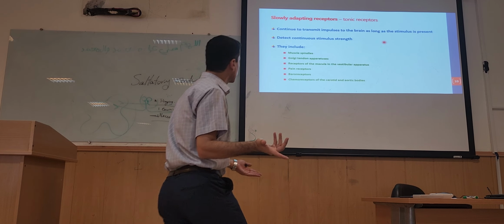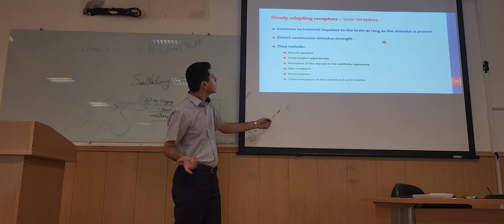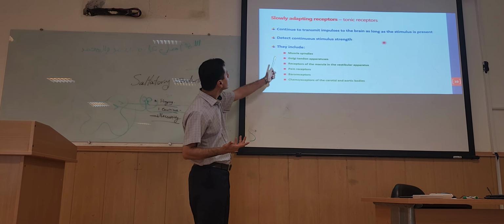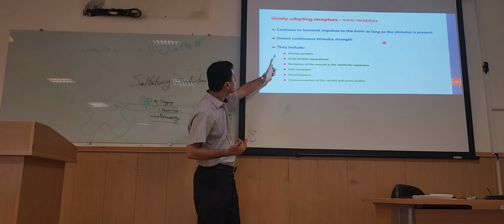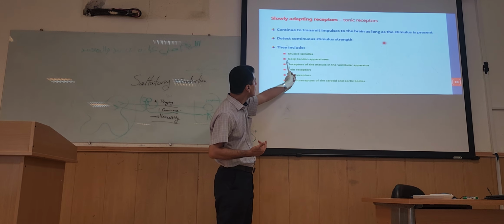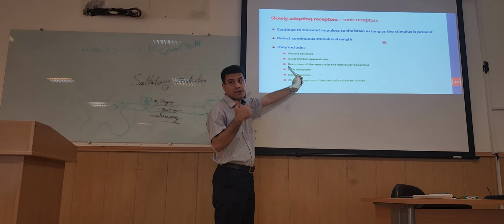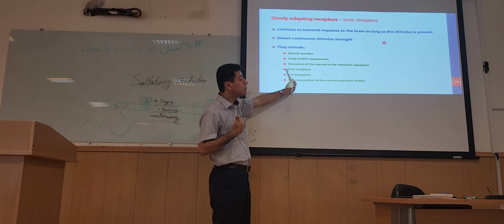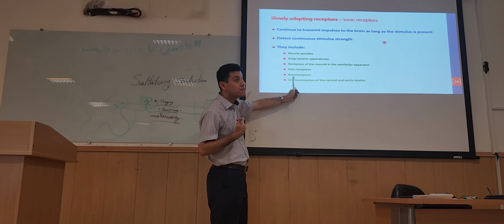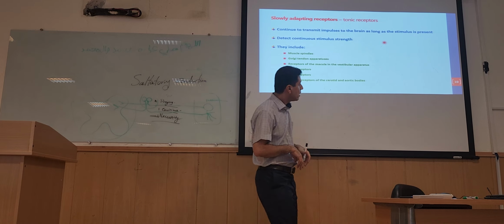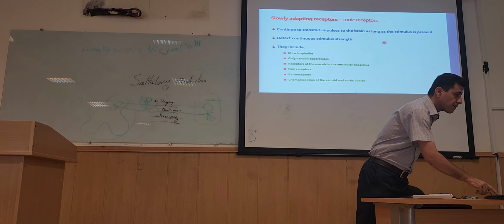Okay? So it's very important for us. Other types of receptors that show slow adaptation include muscle spindles, Golgi tendon apparatus, vestibular receptors for balance, pain receptors, baroreceptors, and chemoreceptors of the carotid and aortic bodies, right?